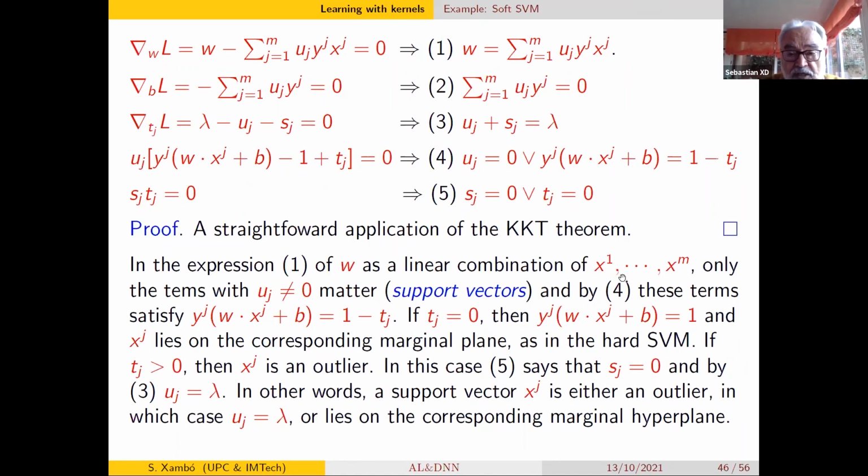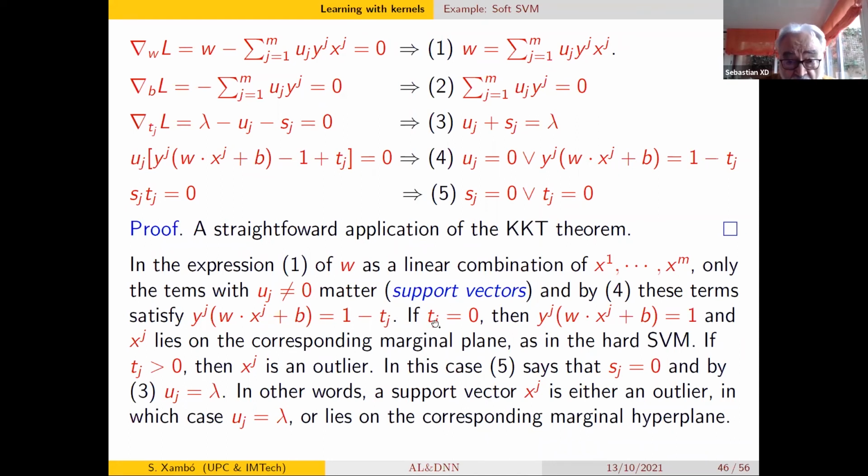Now, in expression 1 of W as a linear combination of the data, only the terms with uj different from 0 matter. These are the support vectors. And by 4, which is this, these terms satisfy this condition if uj is different from 0. So they are marginal with margin tj, okay?